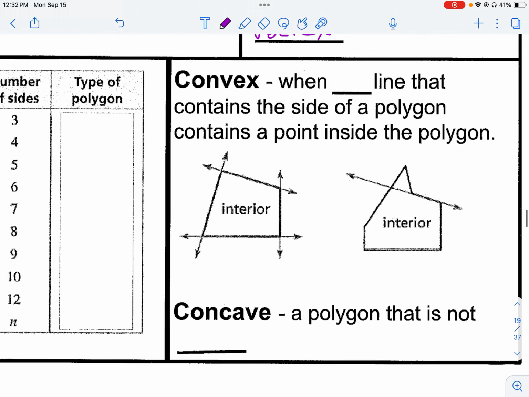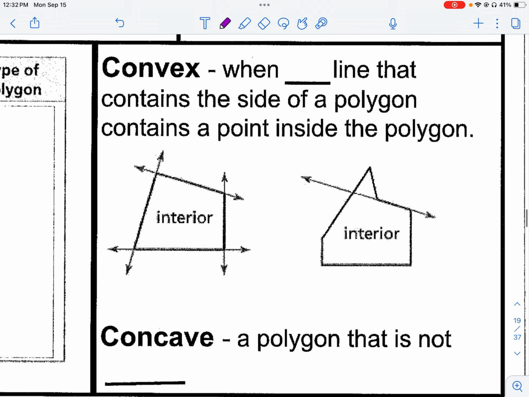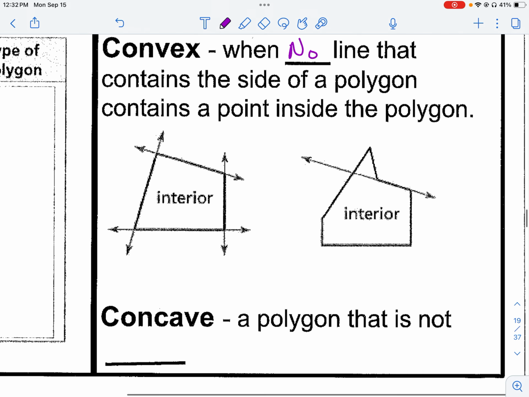Now when we're talking about polygons, we need to know what kind of polygons, and they're split up into two categories. Convex, which is when no line that contains the side of a polygon contains a point inside the polygon. Or concave, and it's a polygon that is not convex, meaning that a line that contains the side of a polygon contains a point inside the polygon.